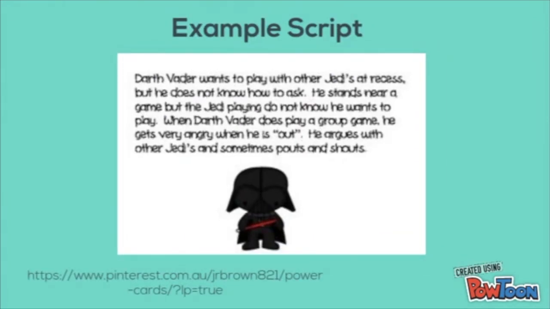Here's an example. Darth Vader wants to play with the other Jedis at recess, but he does not know how to ask. He stands near a game, but the Jedis playing do not know he wants to play. When Darth Vader does play a group game, he gets very angry when he is out. He argues with other Jedis and sometimes pouts and shouts.